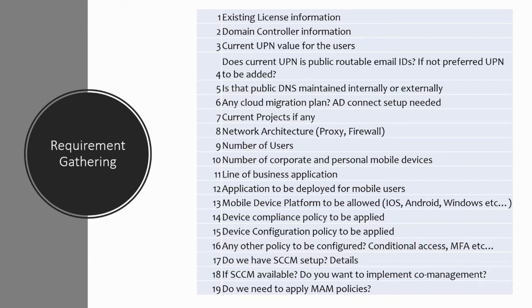And if there are any current projects, any conflicts, or if an AD Connect setup is needed for this, or AD Connect is already there and any hybrid solution is enabled from AD Connect, you have to consider that information. And very important is the network architecture, to understand what firewall is facing the internet. It should allow the internet-facing client to authenticate with the on-premises solution. It is always very important to open all the ports required for this Intune enrollment.